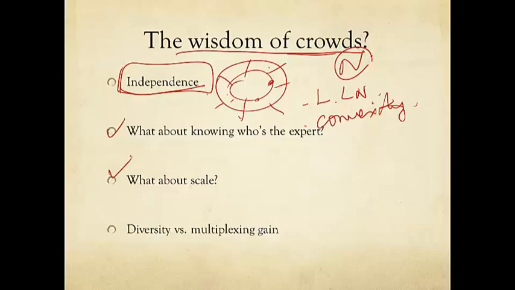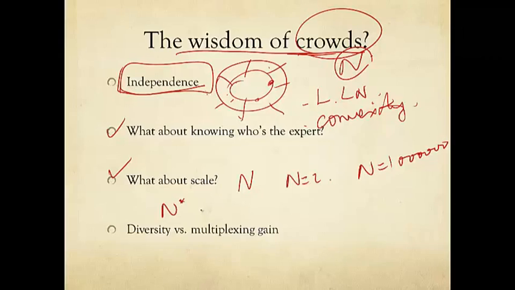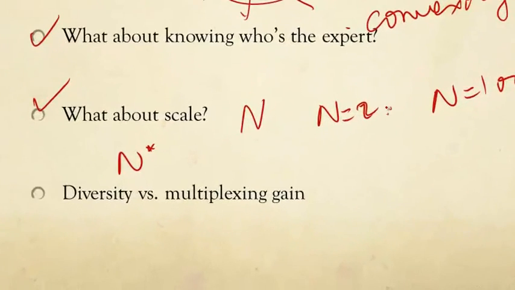Now, second objection is that what about the scale? This factor of n effect holds even when n is 2 or when n is 1,000,000. To most people, the wisdom of crowds means that there should be some threshold value n star above which you see the effect, below which you don't. But this one applies just as well to two people case. So that's some mystery that remains to be resolved.